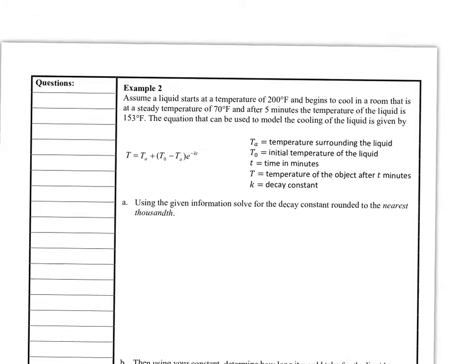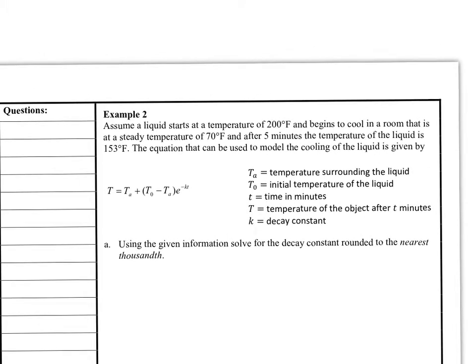Okay, next example. Another tons of fun question. Assuming a liquid starts at a temperature of 200 and begins to cool in a room at a stable temperature of 70 degrees Fahrenheit. After 5 minutes, the temperature of the liquid is 153. The equation that can be used, again, is given, and it's nasty, and they all involve T. Look at it, there's 4 of them that have a T in it, for crying out loud. That's just disgusting, and that's what you're going to see.